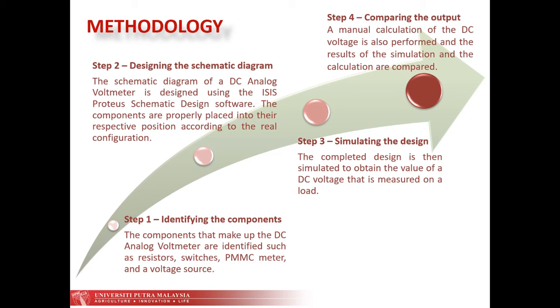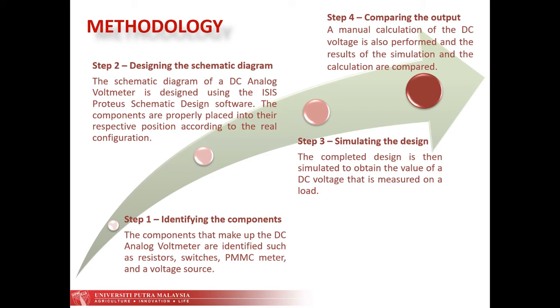The components are properly placed into their respective position according to the real configuration. We need to ensure that the positions are well placed, in order to ensure that the output of the DC analog voltmeter is precise and to avoid any error. The third step is to simulate the design. The completed design is then simulated to obtain the value of a DC voltage that is measured on a load.